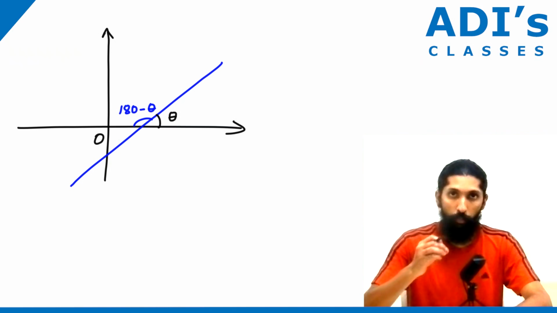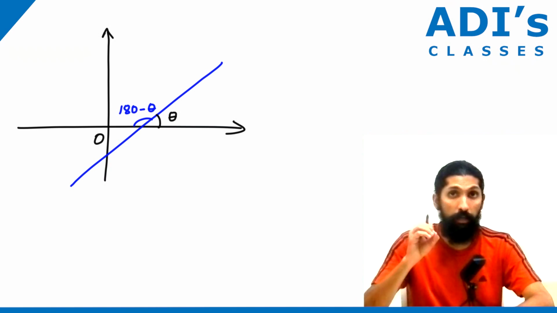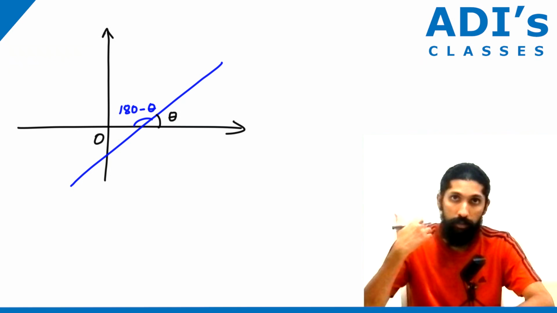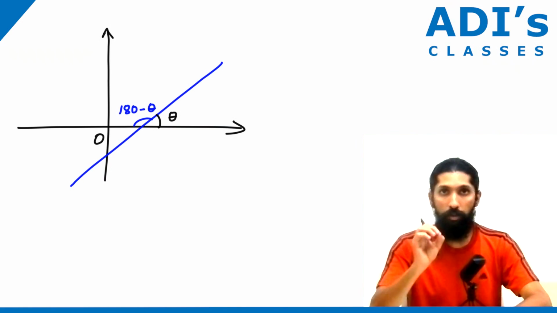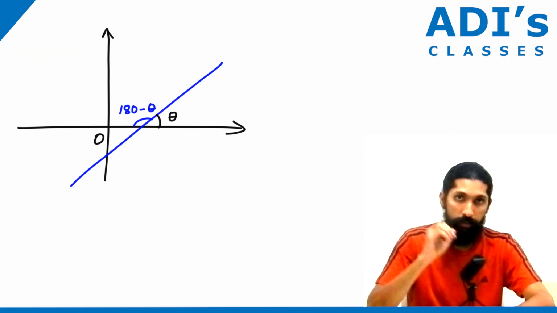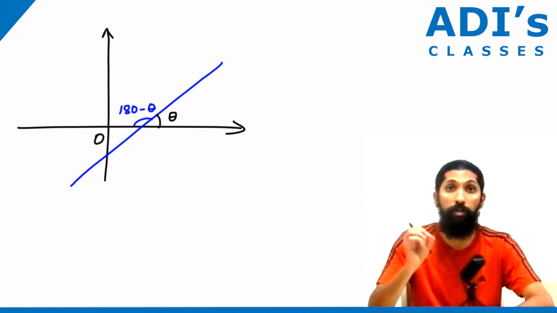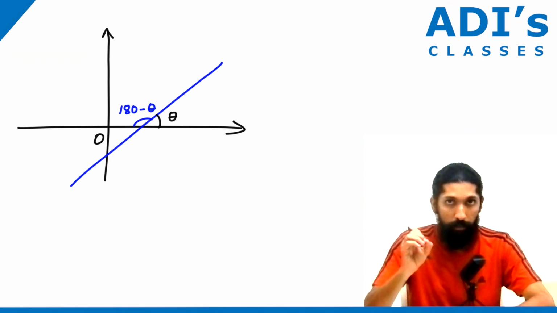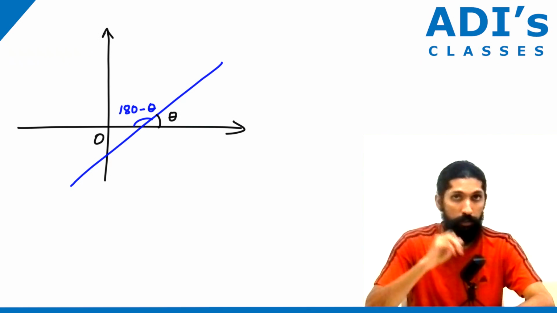Now, what we are looking at is the angle theta, because if you look at any angle or between any two lines, the angle is always measured in anti-clockwise direction. This is like a general rule in math. That means any anti-clockwise angle is considered to be positive.